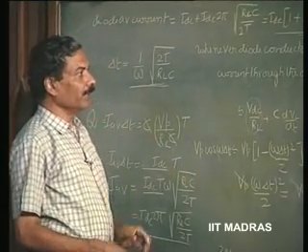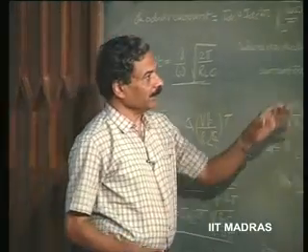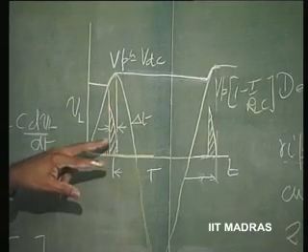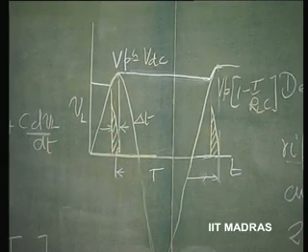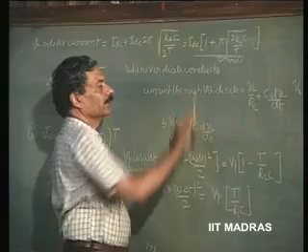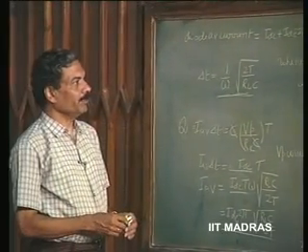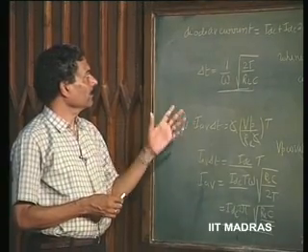The peak value also is evaluated easily, because if this is linearly reducing, if this is the peak value, the average value is half the peak value. So, if we treat this as the average, then the peak value is going to be twice this. So, that way we can evaluate both the peak repetitive rating and the average repetitive rating of the diode.